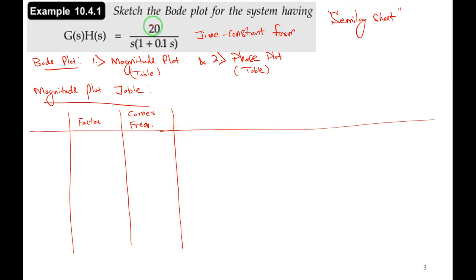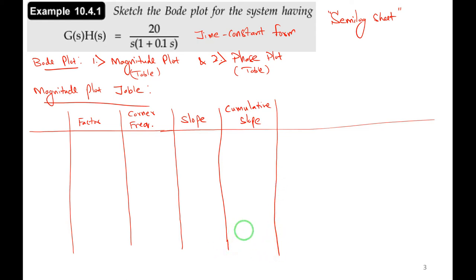Then I have three factors: k equal to 20, 1 by s, and 1 divided by 1 plus 0.1s. What is the slope contribution by every factor? That is one thing you have to write here. The first factor will contribute this much slope, the second factor will contribute this much slope. I will write everything, but also the cumulative slope. If I take the first, that is fine. For the second, I should add the previous slope also, if any. So make this column.